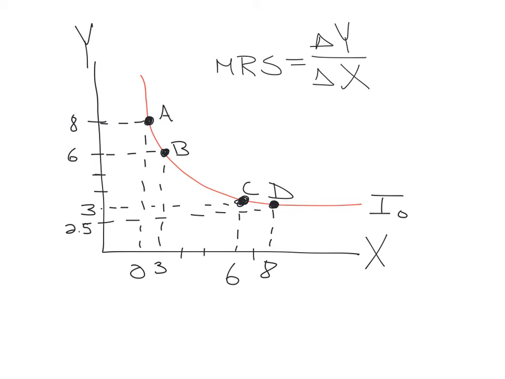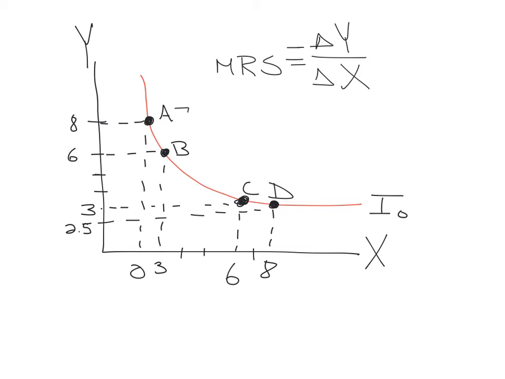Notice that since the indifference curves are always going to have a negative slope, this number, the marginal rate of substitution, is always going to be negative, which makes sense. The consumer always has to give up one good in order to consume more of the other good and remain equally happy. So let's see if we can calculate this.